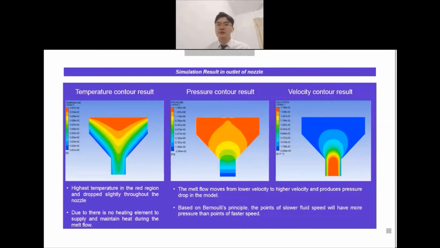For the pressure control result and velocity control result, the melt flow moved from lower velocity to higher velocity and produced a pressure drop in the model. Based on the continuity equation, the fluid speeds up when it enters the constricted regions. So within the nozzle that changes diameter, the regions where the fluid moves slowly will be under high pressure. And based on Bernoulli's principle, the points of the slowest speed produce higher pressure than the points of faster speed. Therefore, the entrance region has larger pressure than the exit region.